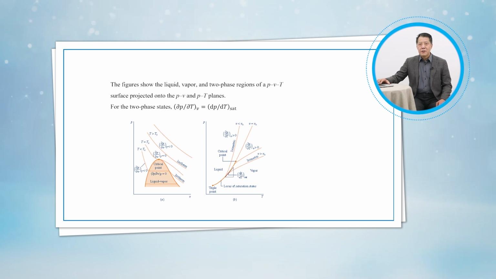Hence, the slopes of isometrics passing through the two-phase states corresponding to a specified temperature are all equal, being given by the slope of the saturation curve at that temperature, denoted simply as dP over dT. For these two-phase states, we then have this relation.